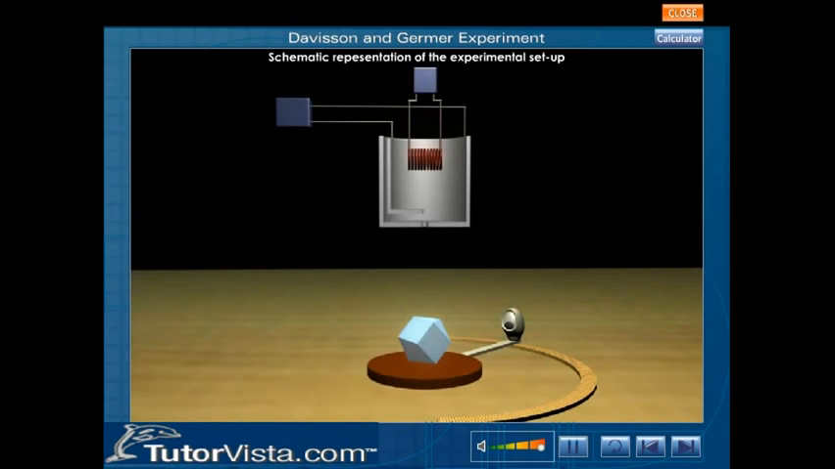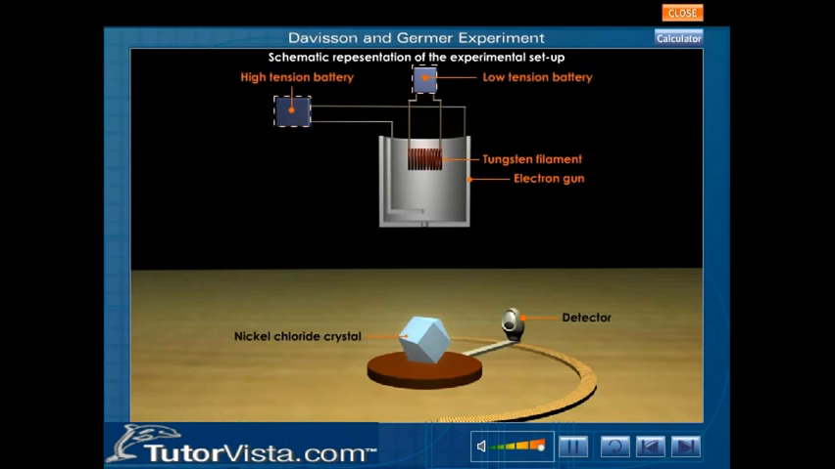Displayed here is a block diagram of the experimental setup used by Davisson and Germer. It consisted of a nickel crystal, the target, an electron gun, G, and a detector. The electron gun produced a beam of electrons. The electron gun used by them consisted of a tungsten filament, F, and high and low tension batteries. The low tension battery was used to heat the filament.